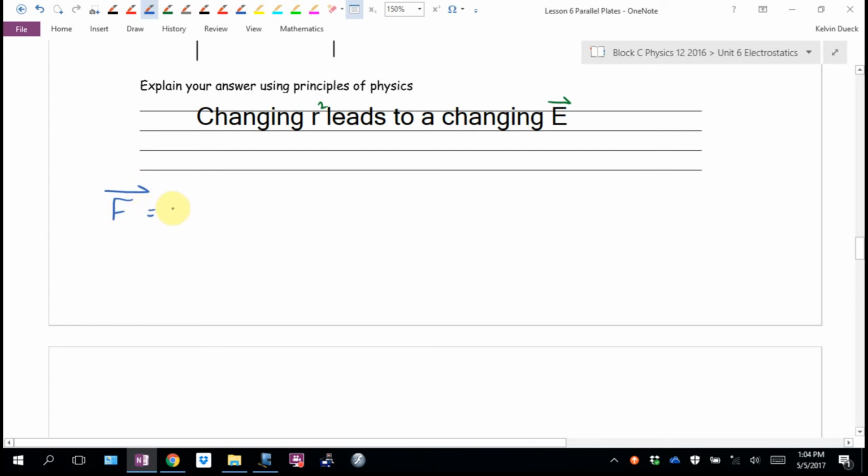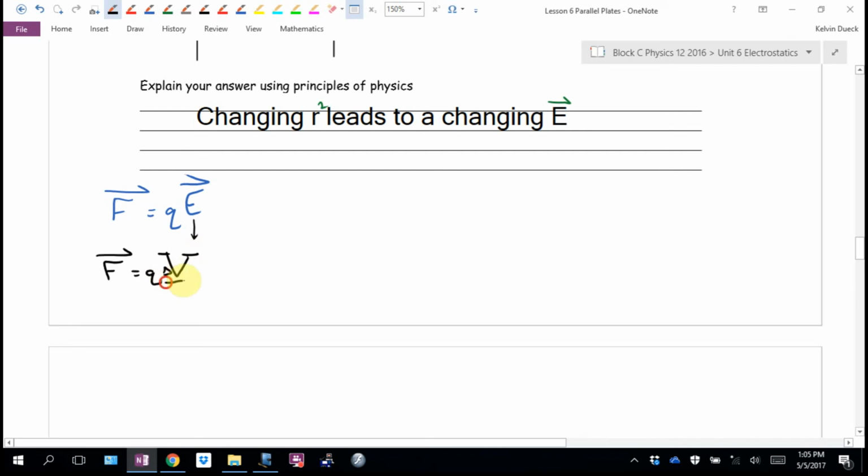Equals E times Q. And I'm going to write it as Q times E, just because I want it to look like mg for gravity, where m is the mass. Q behaves an awful lot like mass. Except, Kareem, between plates, what did we just say the electric field could be calculated as? Do you have that?